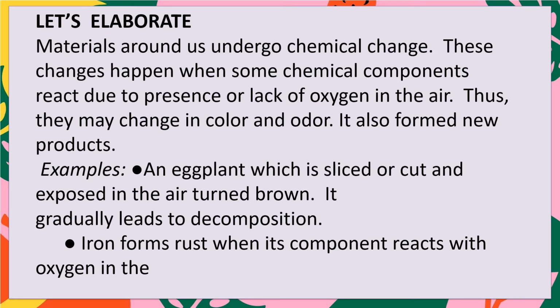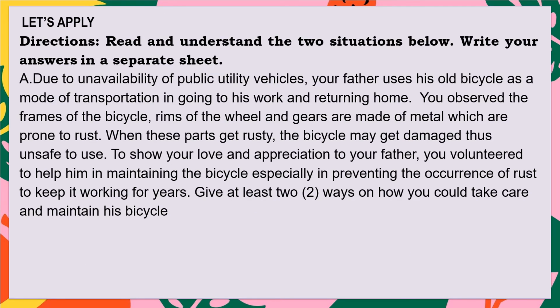Materials around us undergo chemical change. These changes happen when some chemical components react due to the presence or lack of oxygen in the air. Thus, they may change in color and odor. It also forms new products, for example an eggplant which is sliced or cut and exposed to the air turns brown. It gradually leads to decomposition. Iron turns to rust when its component reacts with oxygen in the air.